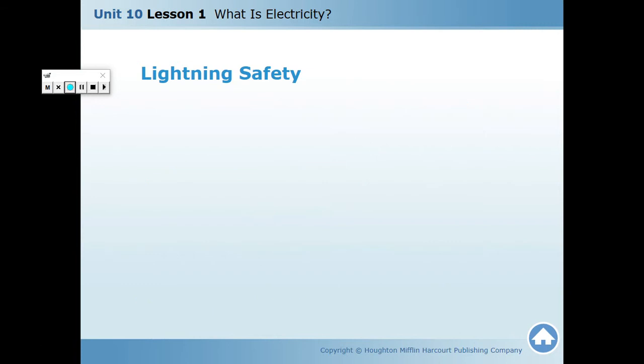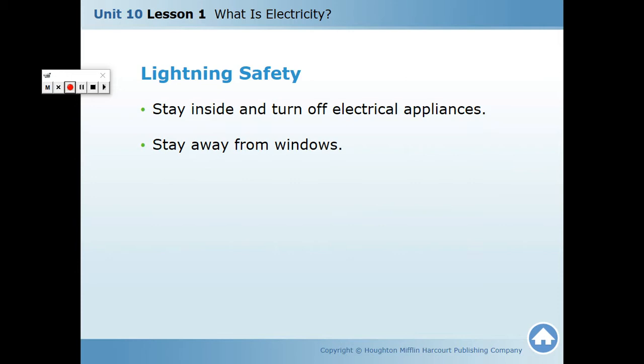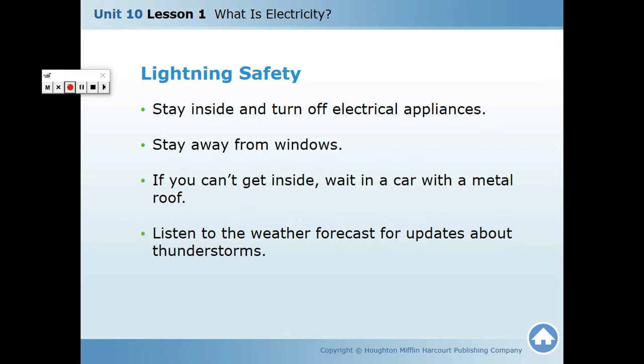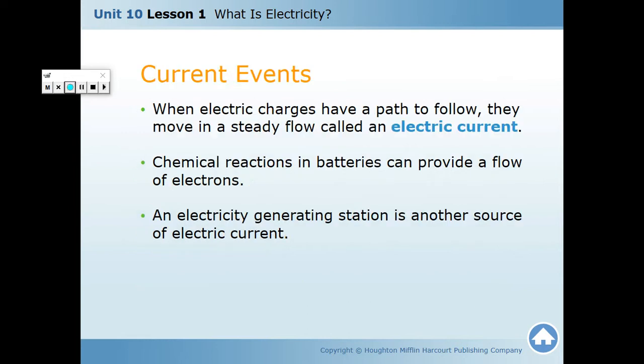Okay, then there's a little part on page 489 that talks about lightning safety. Stay inside and turn off electrical appliances. Stay away from windows. If you can't get inside, wait in a car with a metal roof. Listen to the weather forecast for updates about thunderstorms. And make a plan in case a thunderstorm develops.